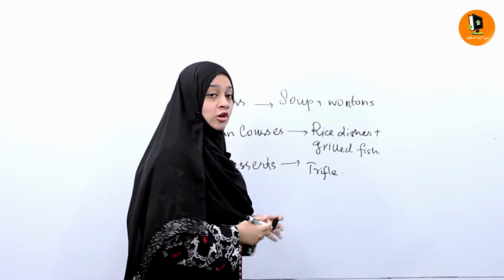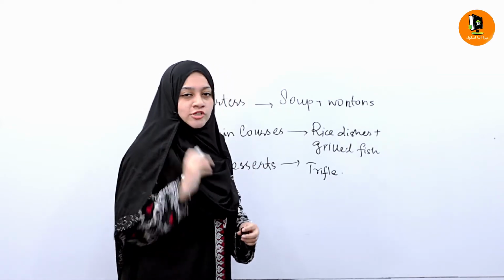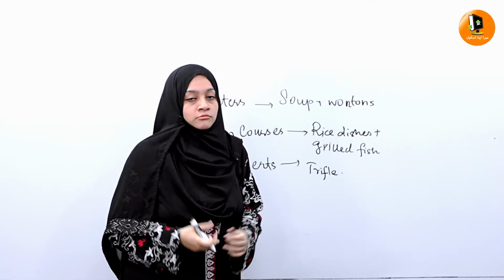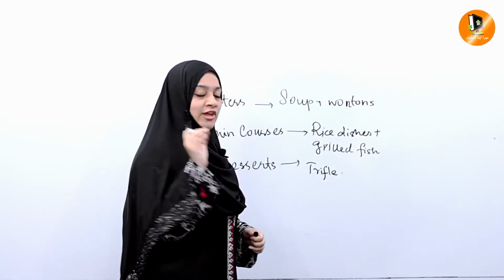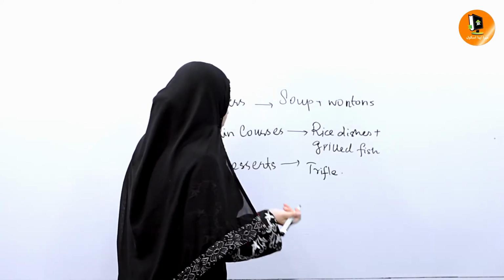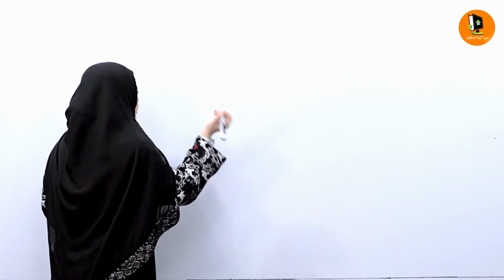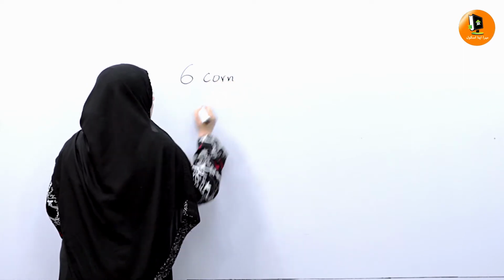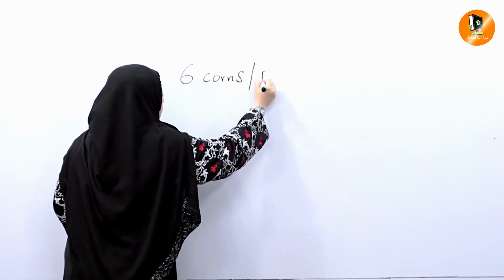Now, to make all of these things, you will need a lot of items. And my question is, will you need just one item or more than one? Obviously, you are going to need more than one item. So, when you are making the list, what are you going to write? For the soup, for example, you will need 6 corns. Now, how are you going to write 6 corns? Is it with an S or an ES?